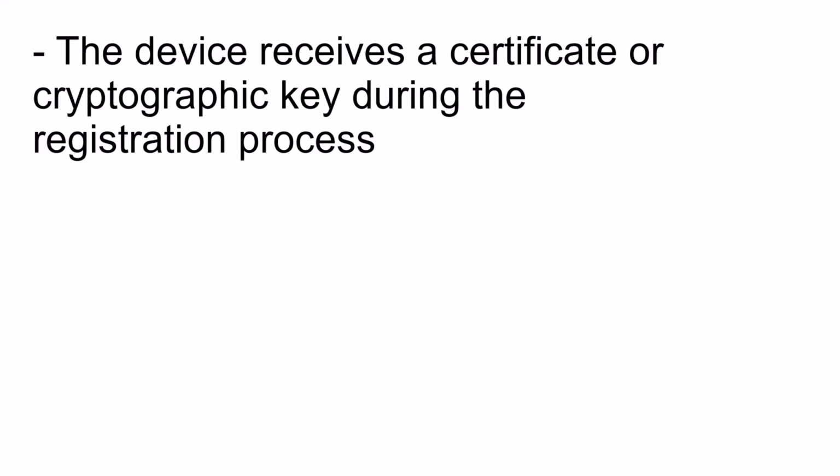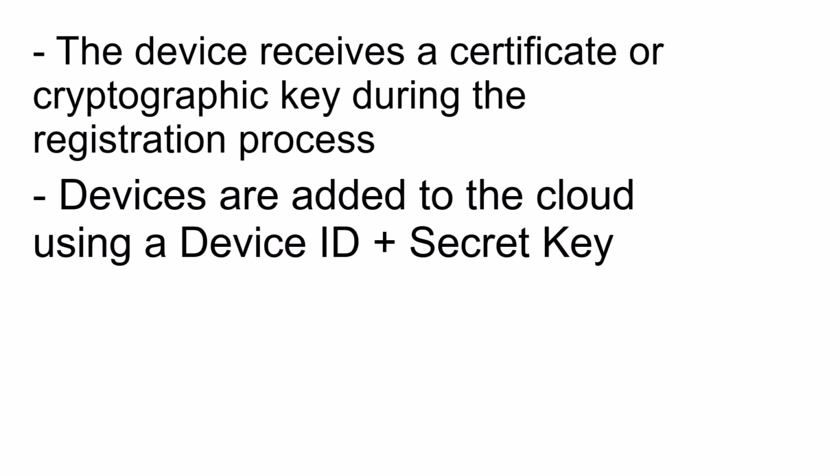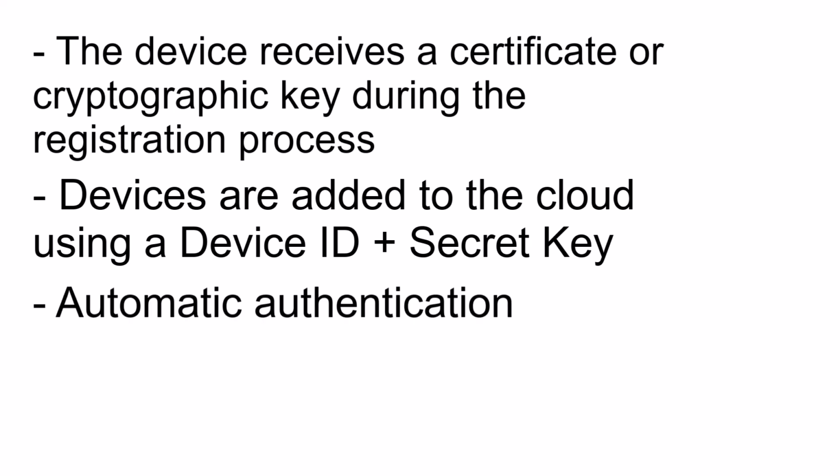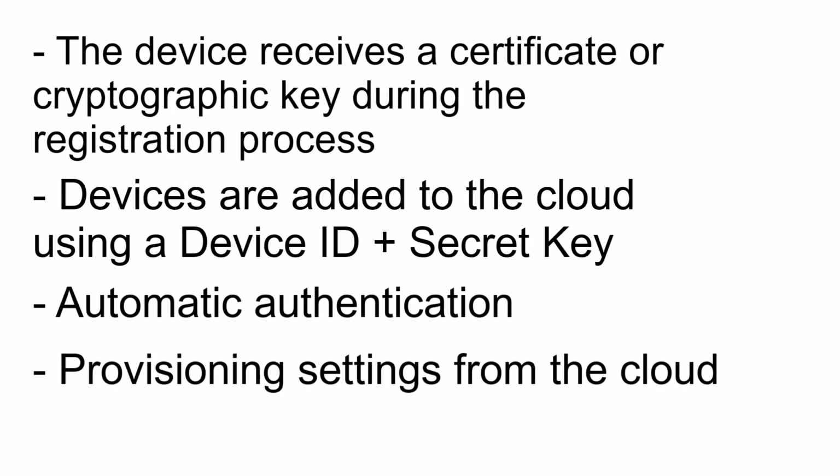This mechanism can be implemented in several ways. The device receives a certificate or cryptographic key during the registration process. Devices are added to the cloud using a device ID plus secret key. Automatic authentication: after registration, the device's credentials are used automatically for future connections. This process is handled by the code. Provisioning settings from the cloud: after authentication, the device can automatically download the necessary configuration settings.